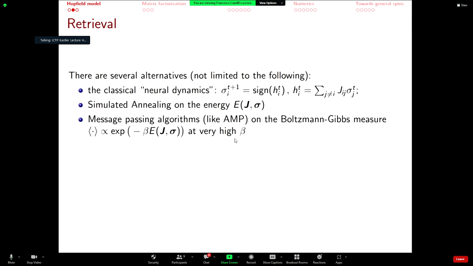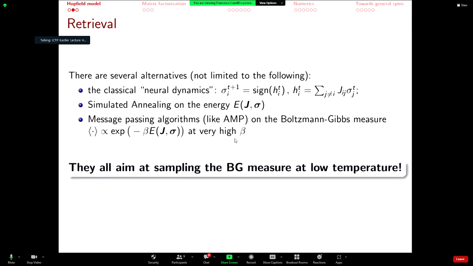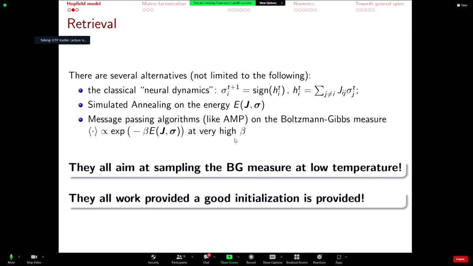So all these three methods share a common ground. They are different faces of the same problem, more or less. They all aim at sampling the Boltzmann-Gibbs measure at very low temperature. And secondly, as we required, they all work provided that we give the network a good initialization, which is sufficiently close to a pattern, otherwise they don't work.